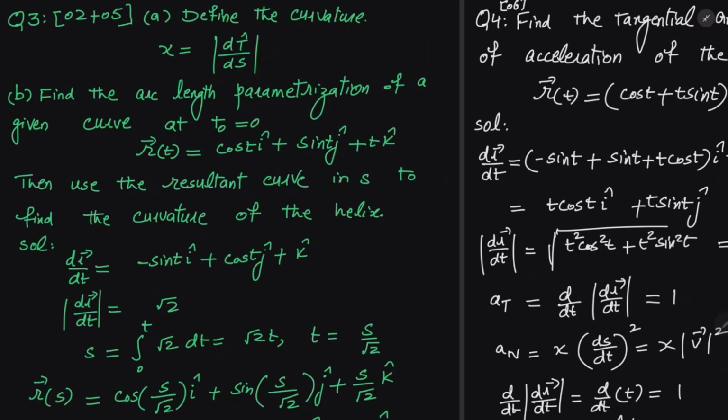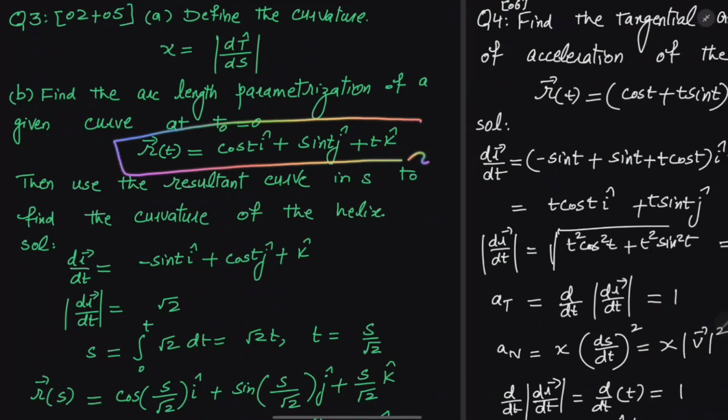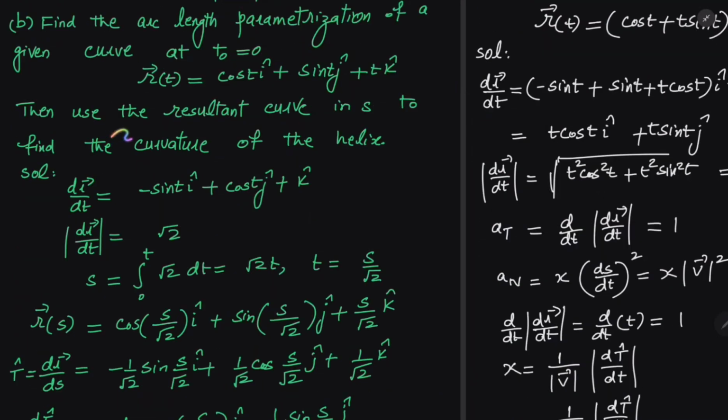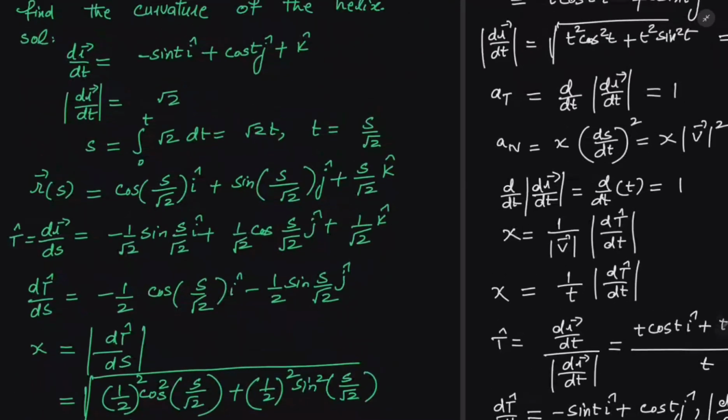Now part B is a bit tricky. In part B, it has been asked to find the arc length parameterization. It means that you need to find s when t₀ is equal to 0. r is given, and surprisingly, this is also a helix. So then use the resultant curve. It means that when you convert that t into s, there should be some value in terms of s. So then you have the reparameterization.